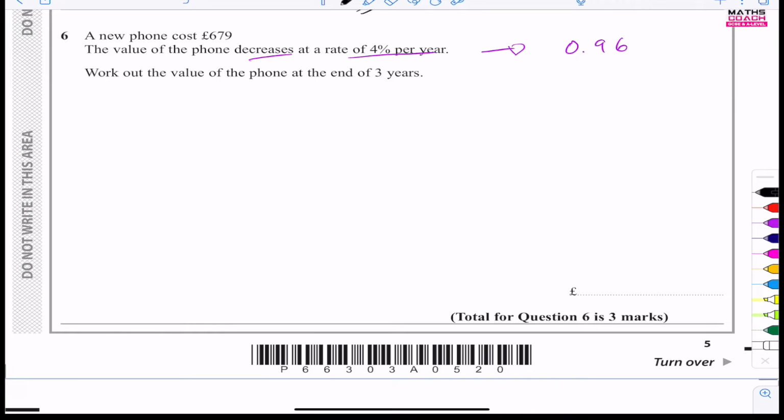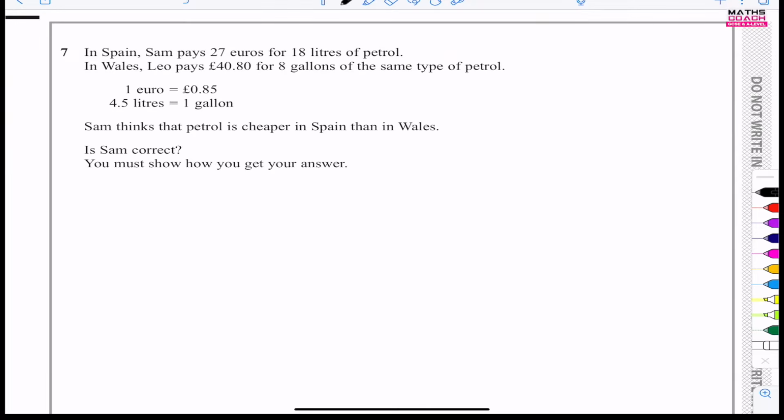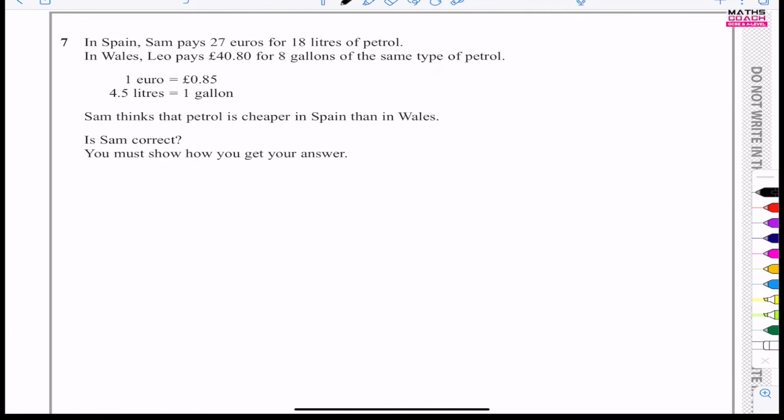So original amount is £679 times 0.96. Now that's going to be powered to 3 because at the end of 3 years is what we're looking for. Put that straight into your calculator and you get an answer of £600.74. Question 7. In Spain, Sam pays €27 for 18 litres of petrol.